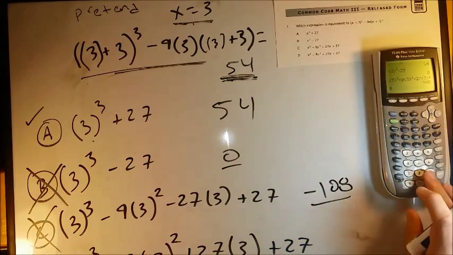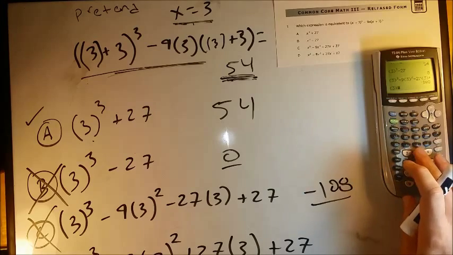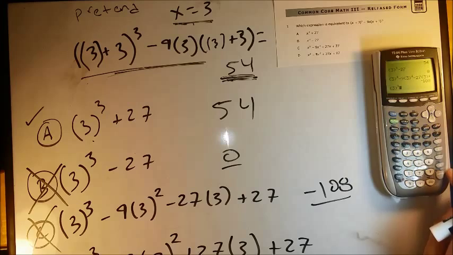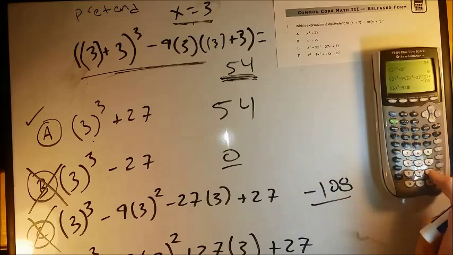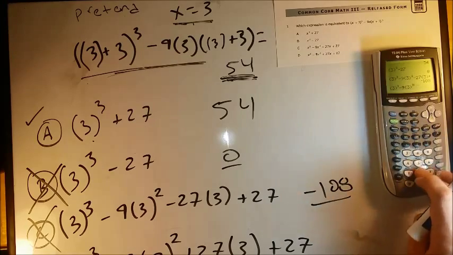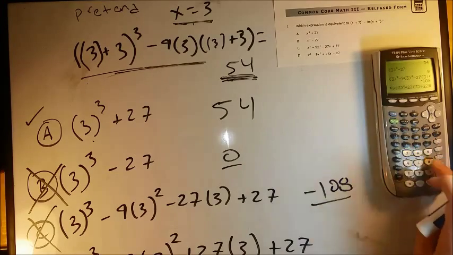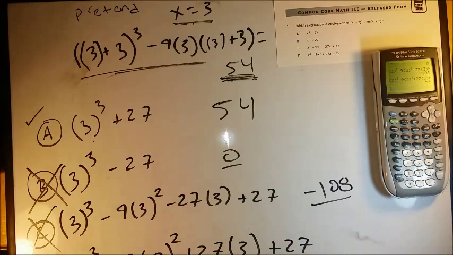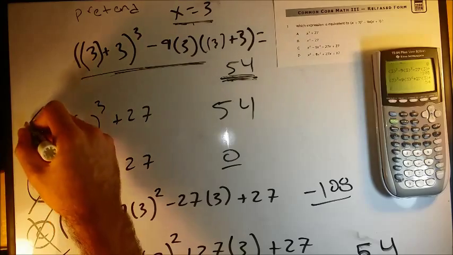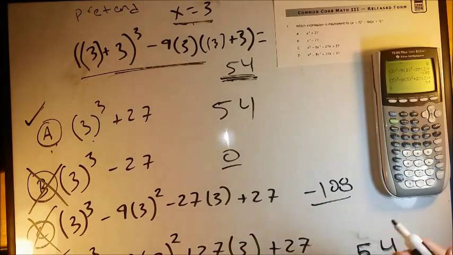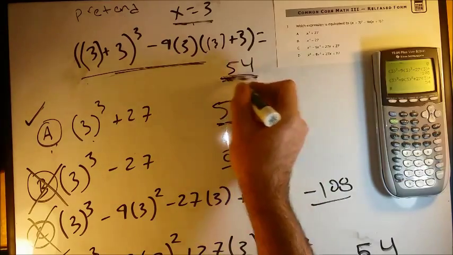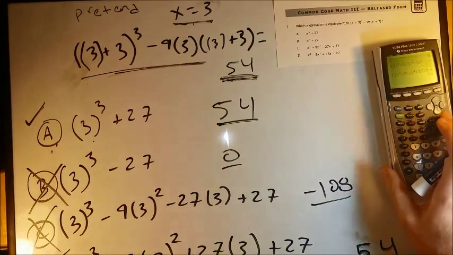For D, let's plug in 3 for each of these as well. 3 cubed minus 9 times 3 squared plus 27 times 3 plus 27. This gives me an output of 54. So right now I've crossed out B and C, and I know it's down to either A or D. If you get two answers that both give you correct outputs, just choose a different number. Just choose a new number now.